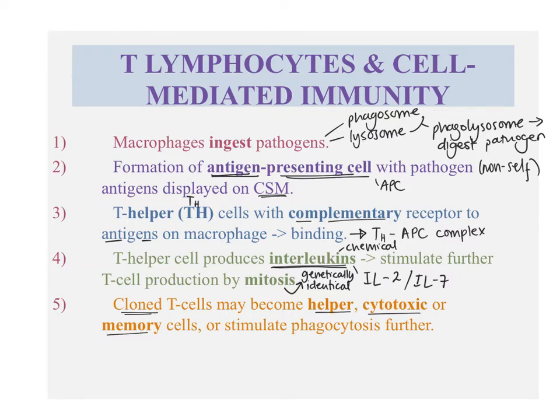Alternatively, they can help stimulate phagocytosis even further. So they can sort of opsonize again. Remember we looked at opsonins last lesson? They can flag up the damaged cell or the infected cell and go, it's here, come and get it.